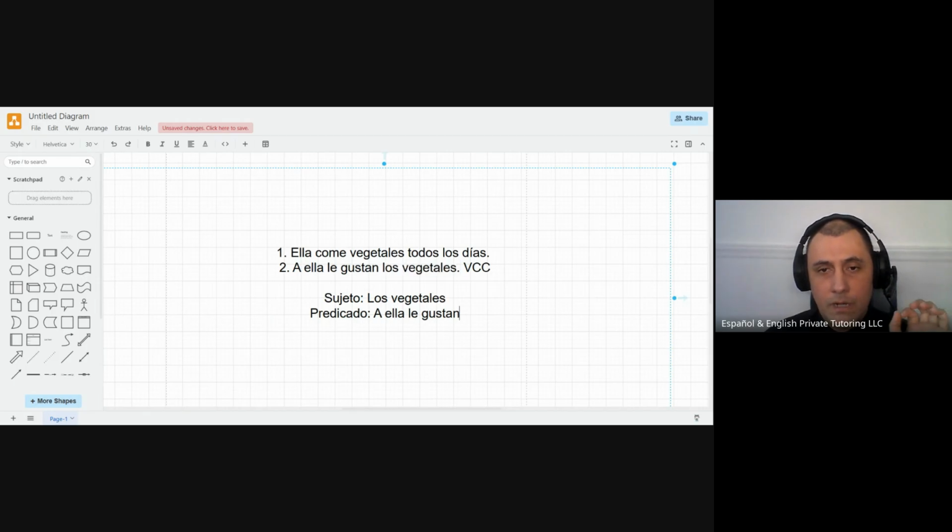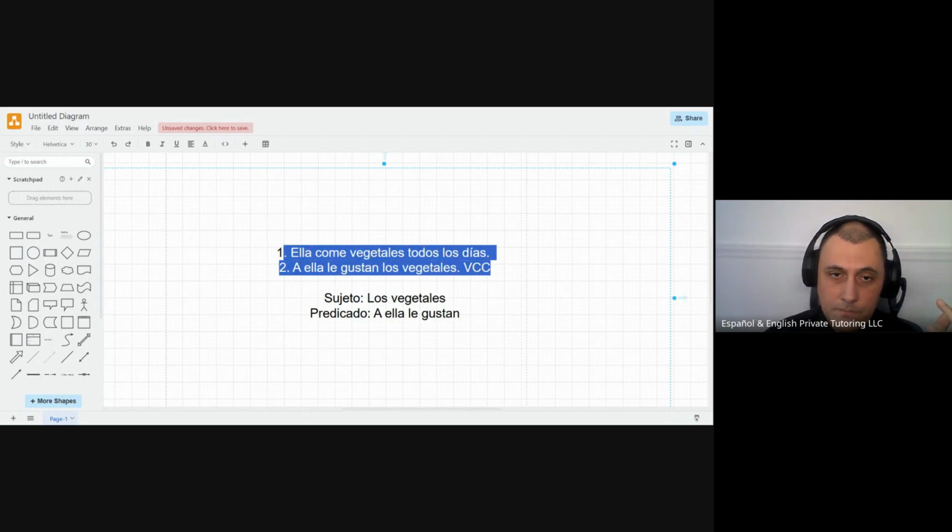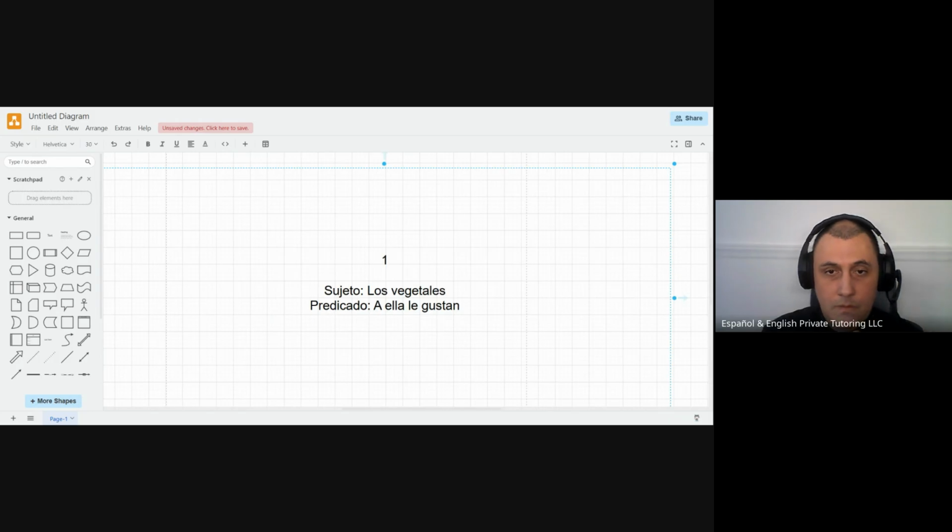Okay. Now, knowing this, we are going to continue on page 154 with the subtitle that says verb as the subject. What this means, I'm going to give you an example here. Let's say: a ella le gusta cantar.